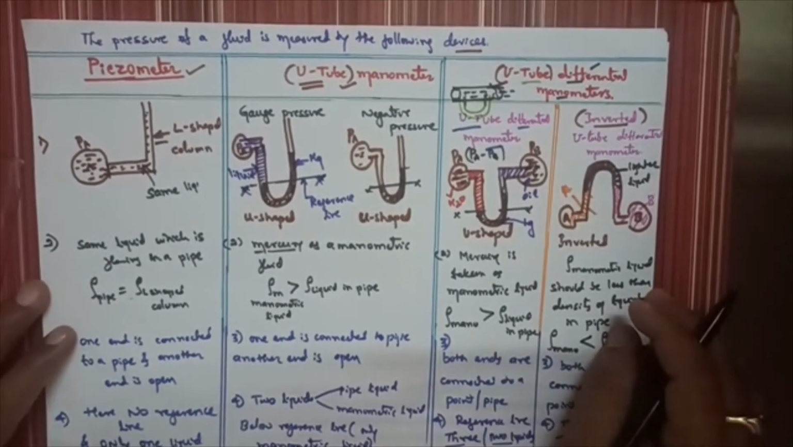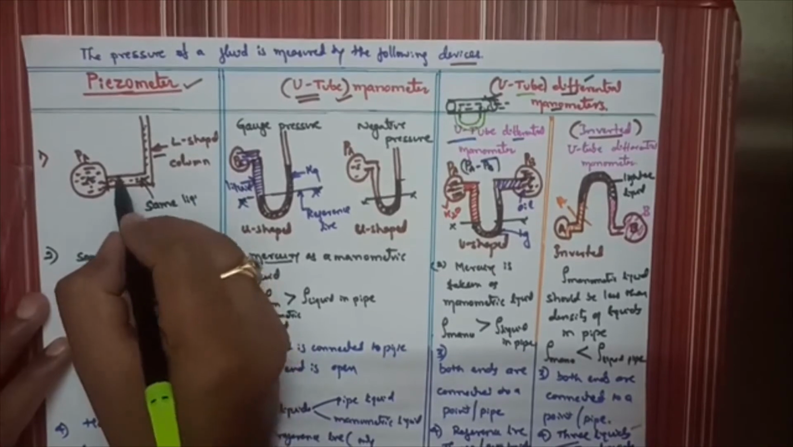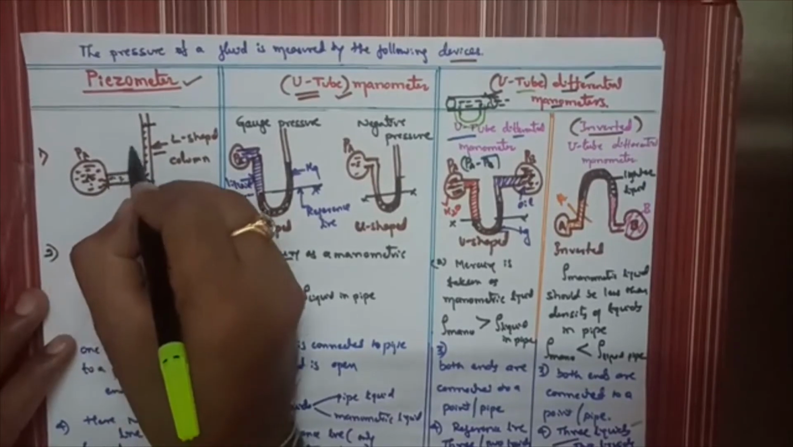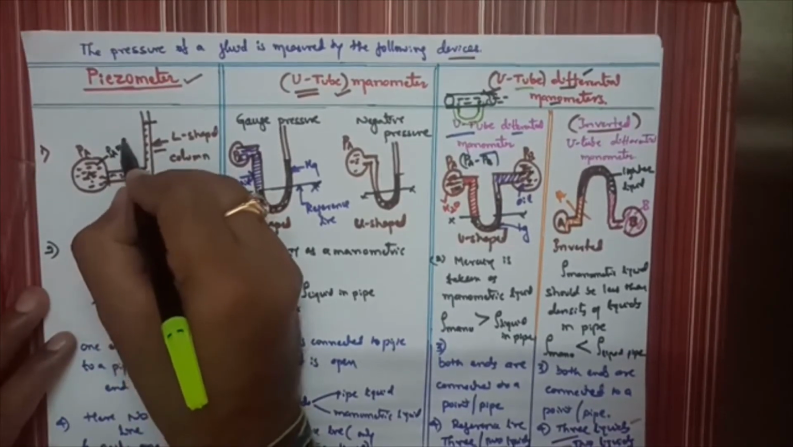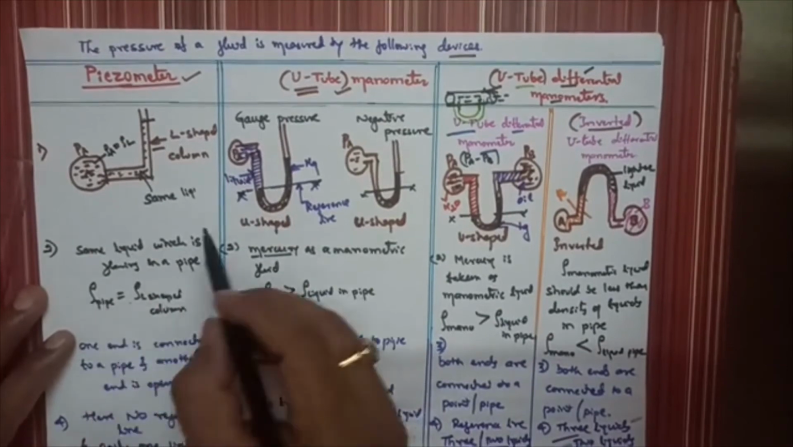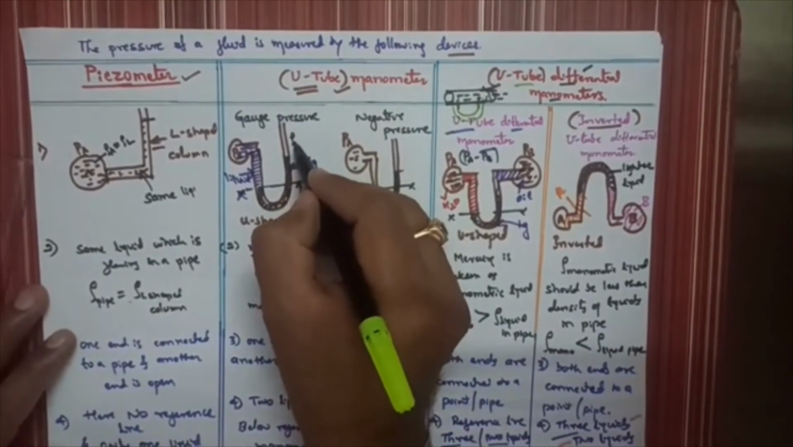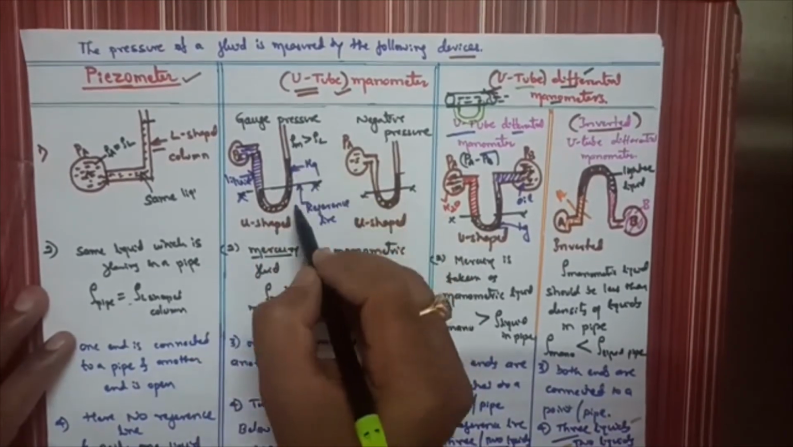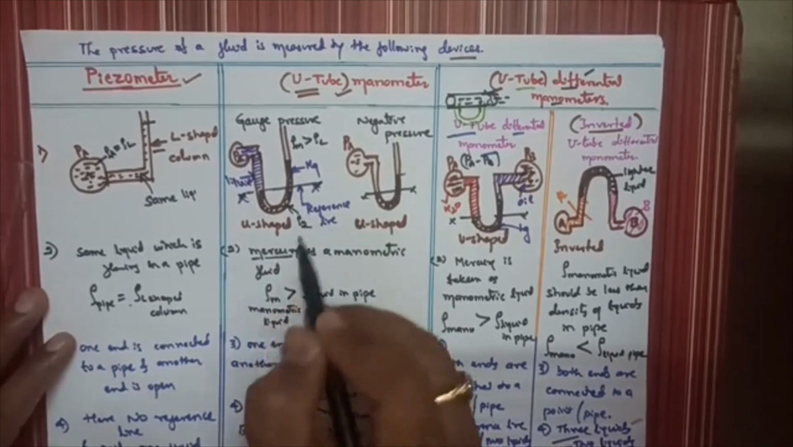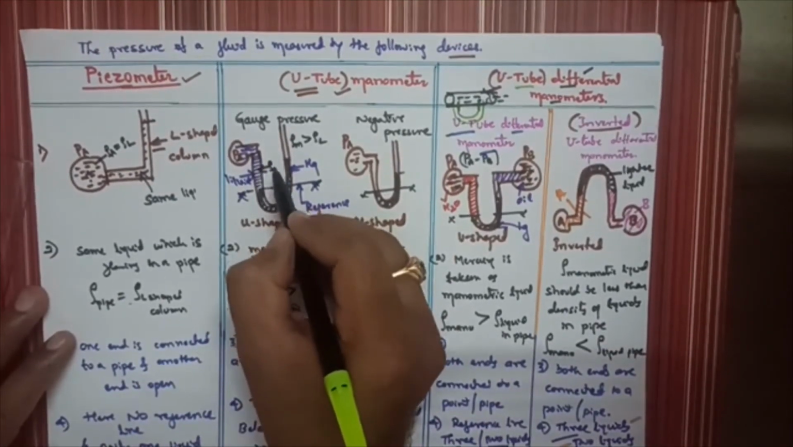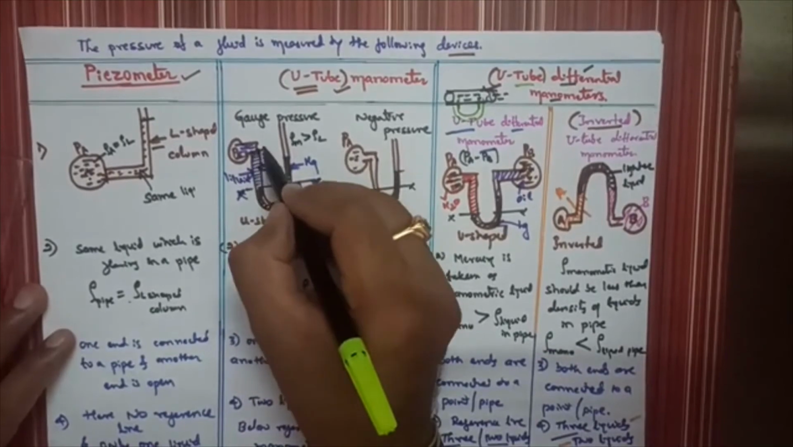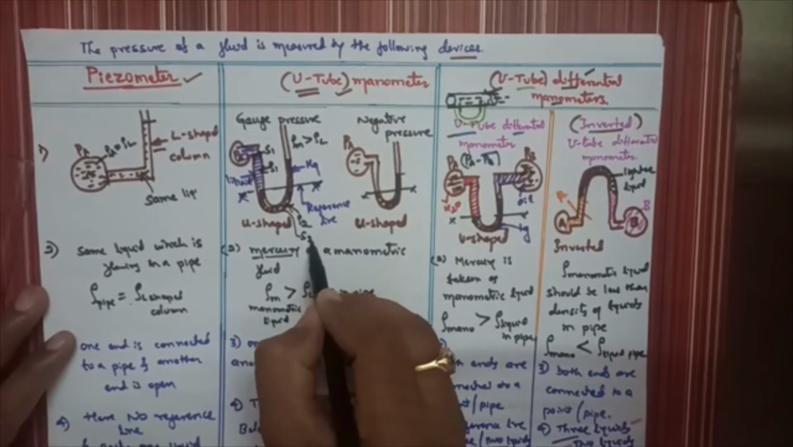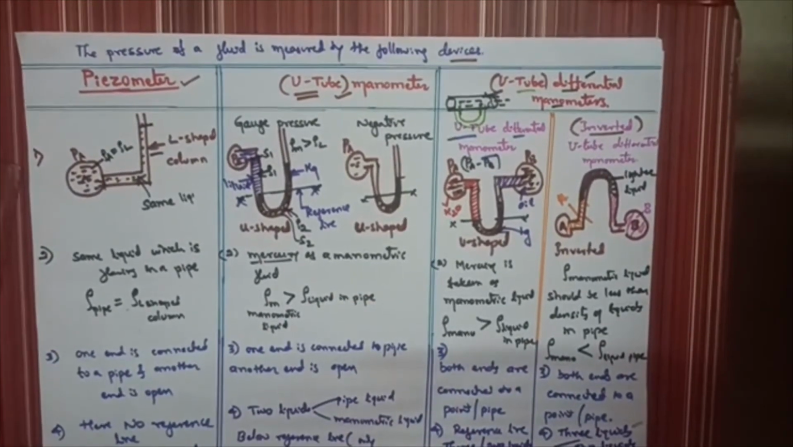The last point we need to understand here is the fifth point. Here the density of the liquid is the same as the density of the pipe liquid. Density of A is equal to density of the liquid. Here the density of the manometric fluid is more than the density of the liquid. So rho 2 is the density of the manometric fluid, rho 1 is the density of the liquid, and S1 is the specific gravity of the liquid and S2 is the specific gravity of the manometric liquid.